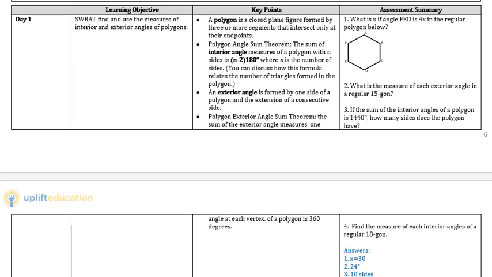So getting into the days, we're going to start off the unit by looking at interior and exterior angles of polygons. Of course, this unit is on quadrilaterals, but we first need to look at, well, why is a quadrilateral 360 degrees? Can it ever be more? Can it ever be less? The exterior angles, etc.